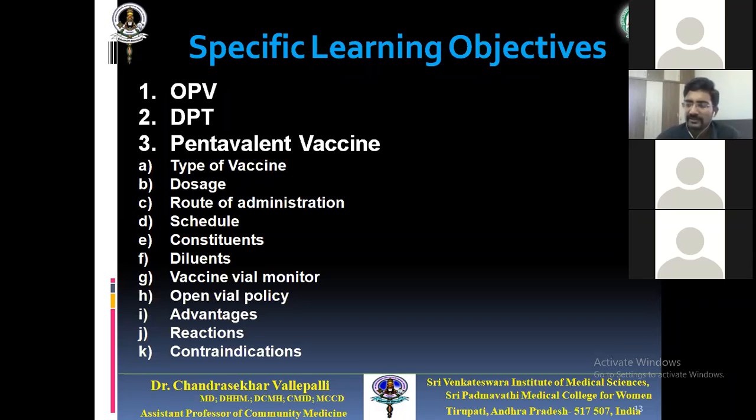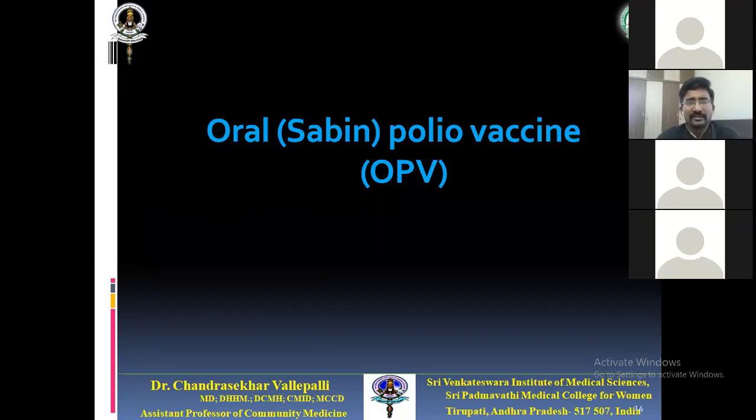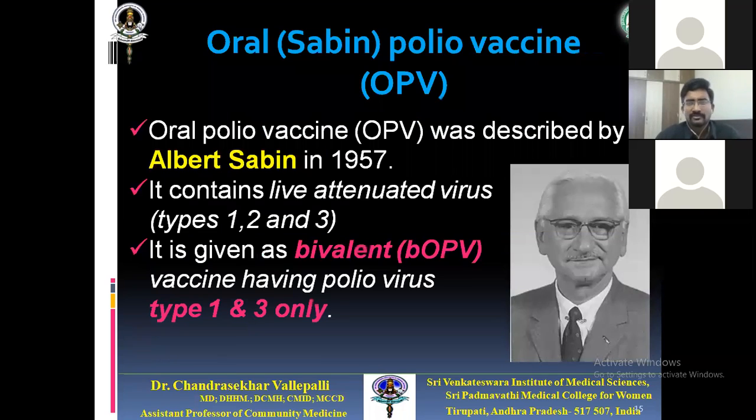So we'll start with the OPV, oral polio vaccine. So also called oral or Sabin polio vaccine. So this oral polio vaccine was first described by Albert Sabin in 1957. So he is the man in the picture on the slide. So again, when he discovered it, it contains generally 3 types of viruses, live attenuated viruses. That is type 1, type 2, and type 3.